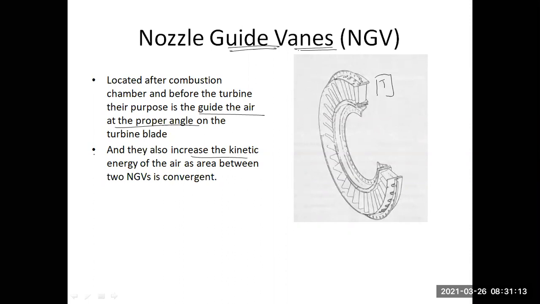So what is the purpose of the nozzle guide vane? It takes the air and guides it at a proper angle onto the turbine disc so that the turbine disc will rotate properly. Okay, that is what the nozzle guide vane is.